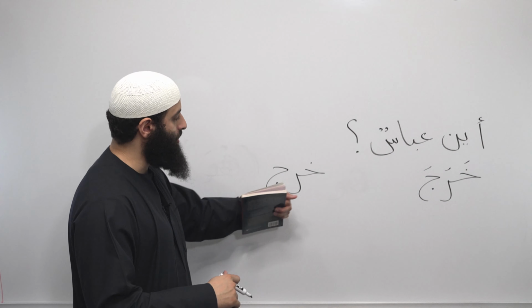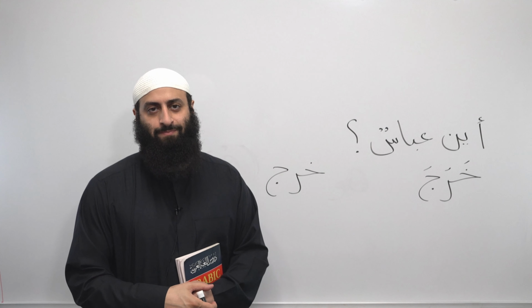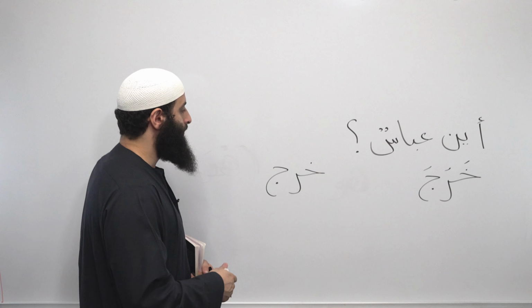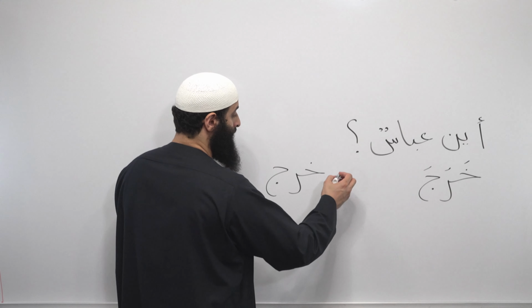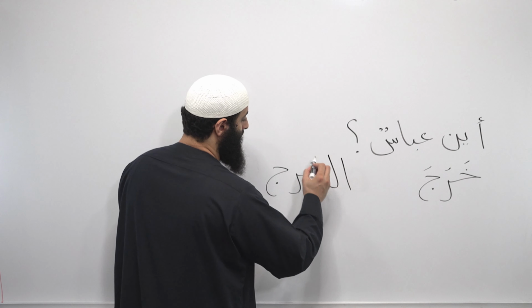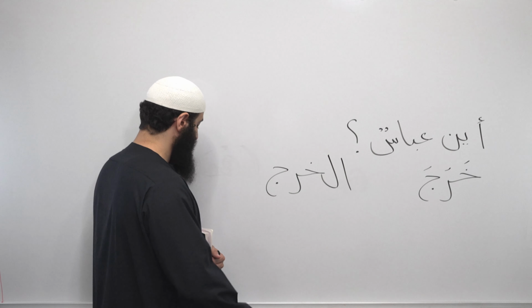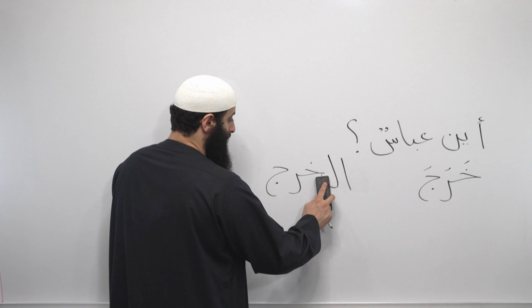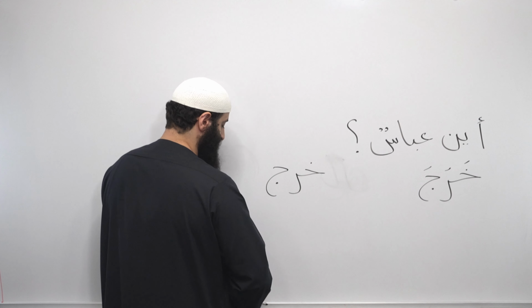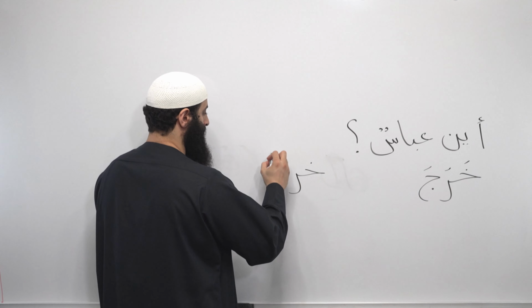Having said all that, all you need to know is kharaja is a verb. Verbs, here's a little tip. Verbs do not accept alif and lam. And verbs also do not accept tanween.